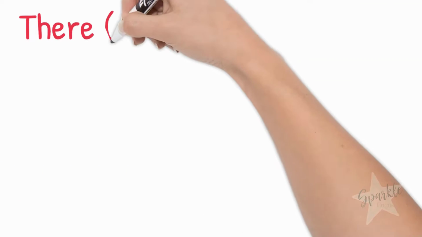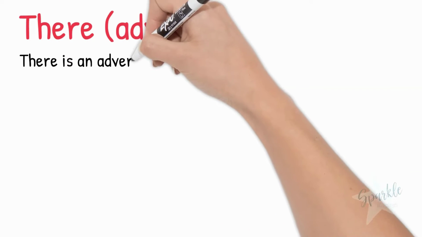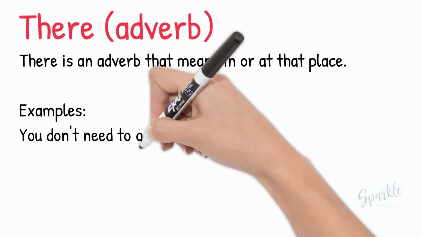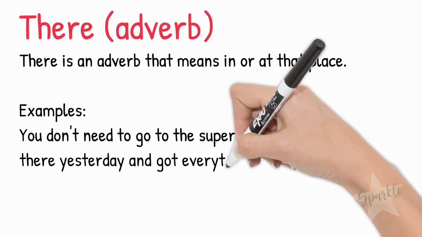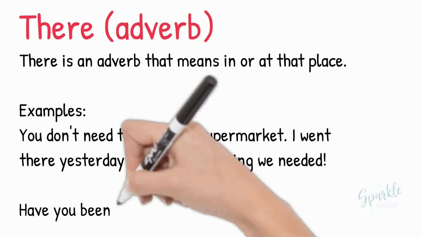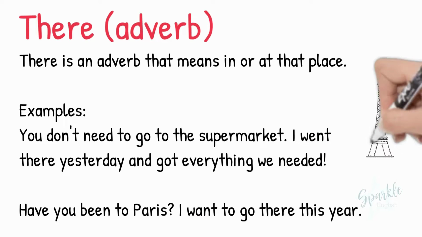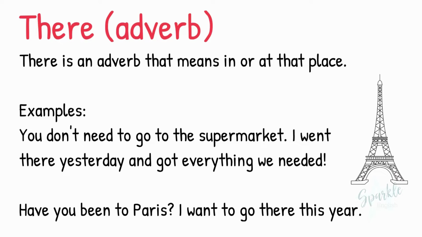There, spelled T-H-E-R-E, is an adverb that means in or at that place. Examples: You don't need to go to the supermarket. I went there yesterday and got everything we needed. Have you been to Paris? I want to go there this year. In the first sentence, there refers to the supermarket. In the second example, there refers to Paris.